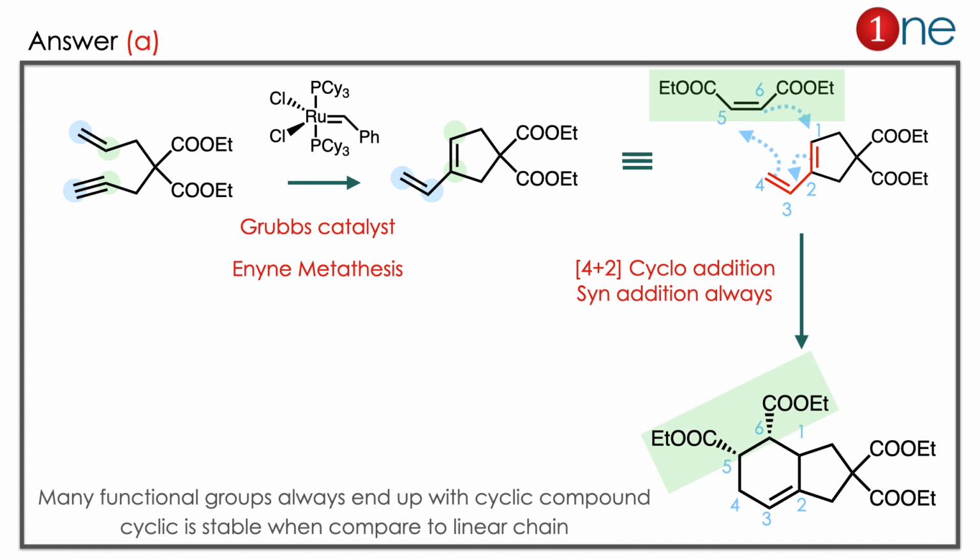Here I want to say an important point: many functional groups involved always end up with a cyclic compound. Why? Because a cyclic compound is more stable than a linear chain. Here you have to learn 2 things. One is Grubbs catalyst. It's a ruthenium based catalyst and it does enyne metathesis. Enyne metathesis forms a direct carbon-carbon bond and transposition of carbons. Next thing is whenever you have a diene and an alkene, you might expect a 4+2 cycloaddition.